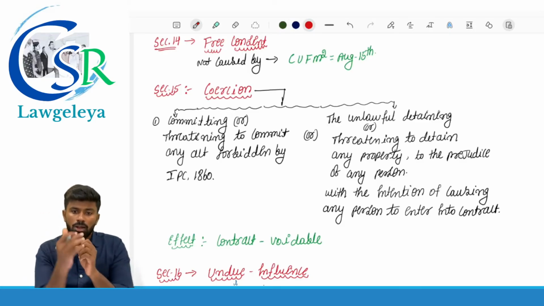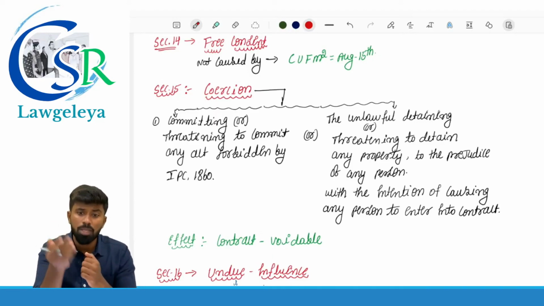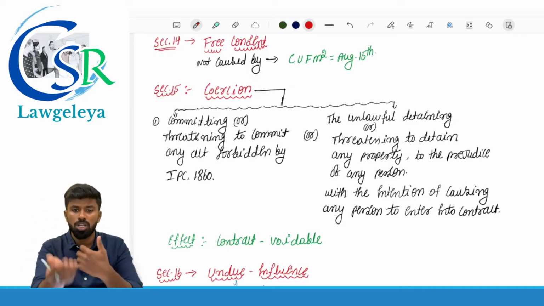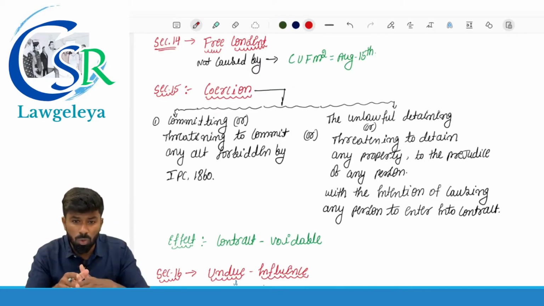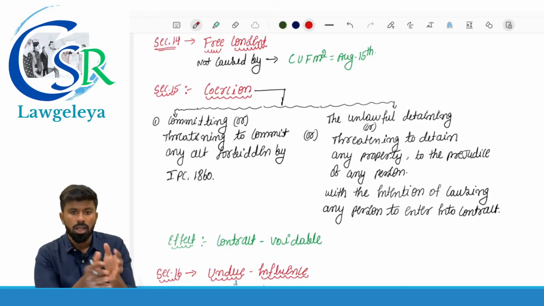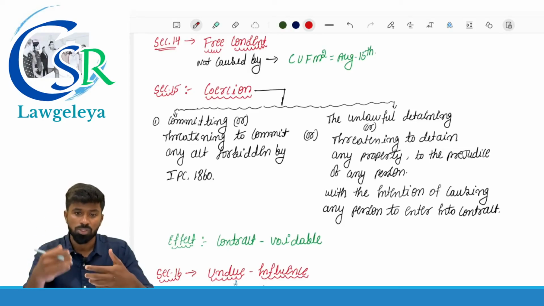Or unlawful detaining or threatening to detain any property to the prejudice of any person. What is prejudice? Against the interest of any person, with the intention of causing any person to enter into a contract. It is also called coercion. There are two parts here. One, an act forbidden by IPC. Second one, detention of a property of a person unlawfully.